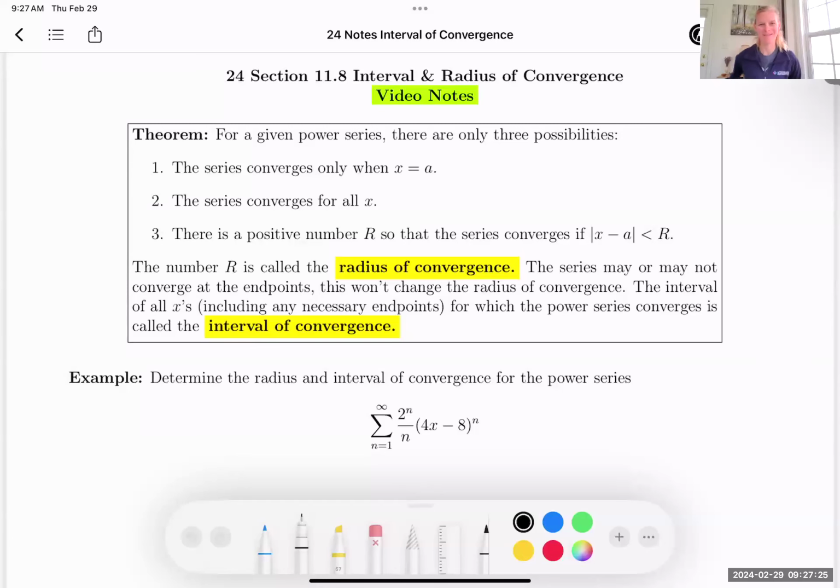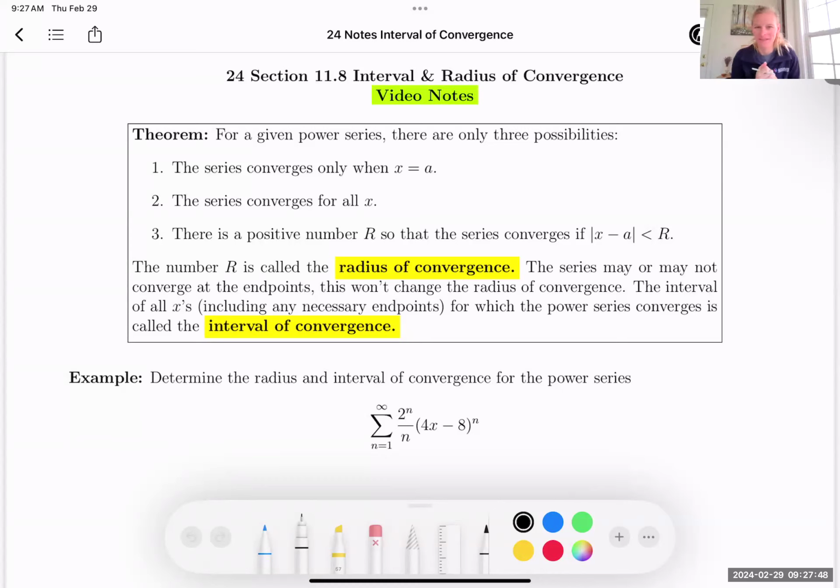Today, we're going to continue those ideas that we were talking about yesterday. So we're going to continue working with power series and ask for which values of X does the power series converge. And we're going to give a name to this idea. This will be finding the interval of convergence.